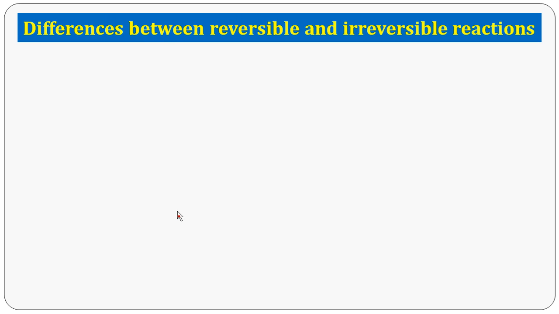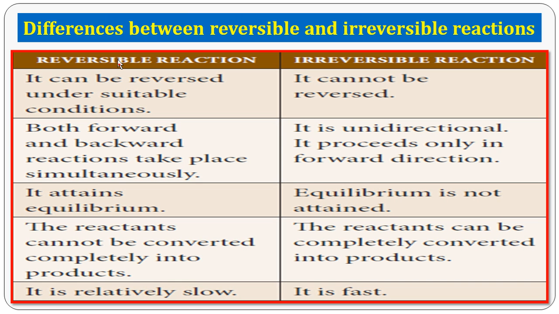What are the differences between reversible and irreversible reactions? The first one: a reversible reaction can be reversed under suitable conditions, while an irreversible reaction cannot be reversed. Second point: in a reversible reaction, both forward and backward reactions take place simultaneously, while an irreversible reaction is unidirectional and proceeds only in the forward direction. A reversible reaction attains equilibrium, while in an irreversible reaction equilibrium is not attained.